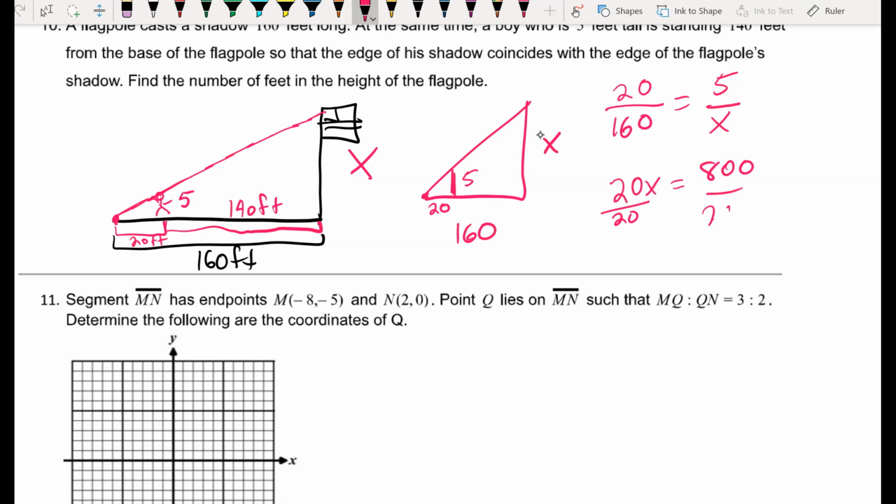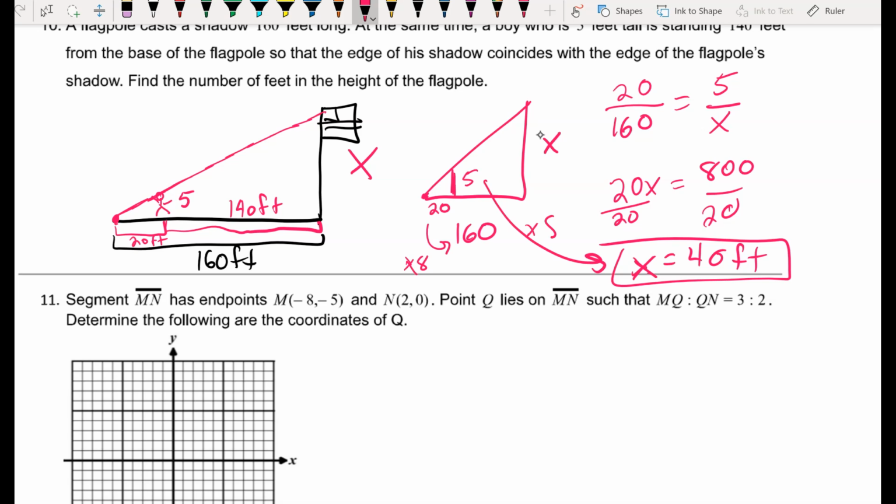So again, even though this is an application, it's still just setting up a proportion, cross-multiplying, and dividing out to find that our missing piece here is 40 feet. And that should make sense because that's bigger than the boy's height. You could always check with a scale factor, right? To get from 20 to 160, I can multiply by 8. And to get from 5 to 40, I can also multiply by 8. So that checks out that the scale factor is constant.